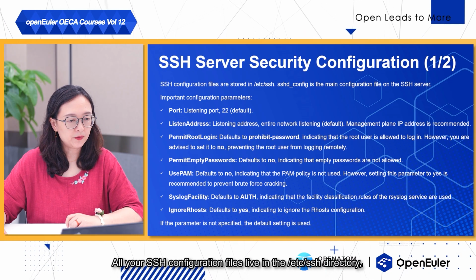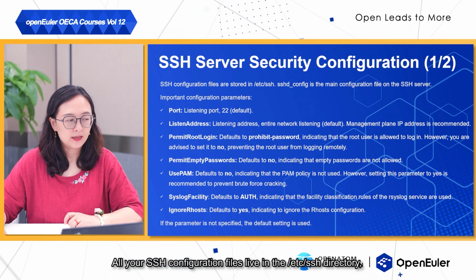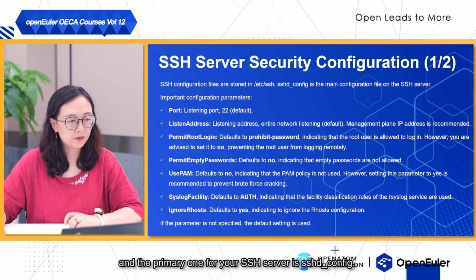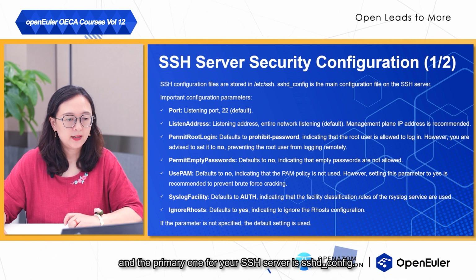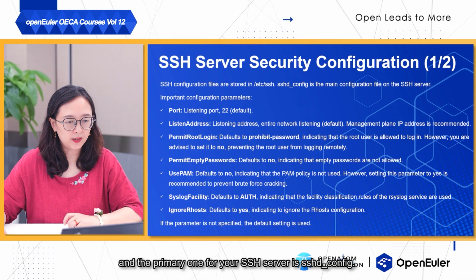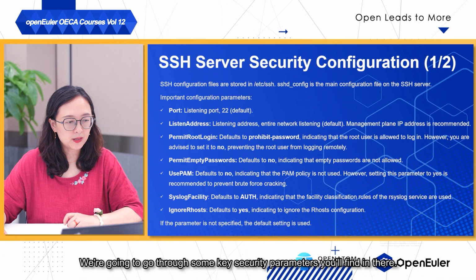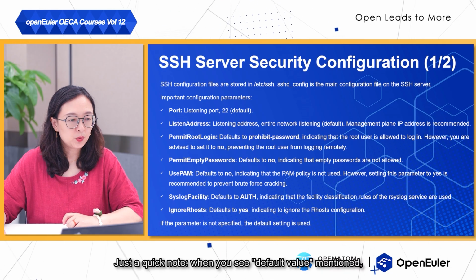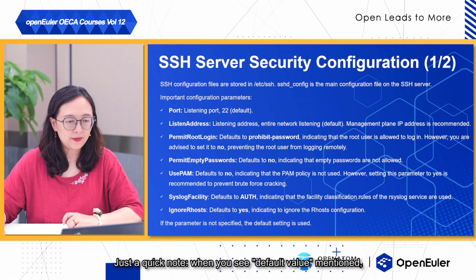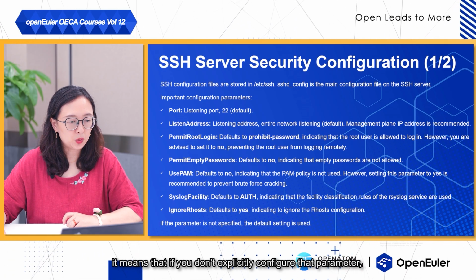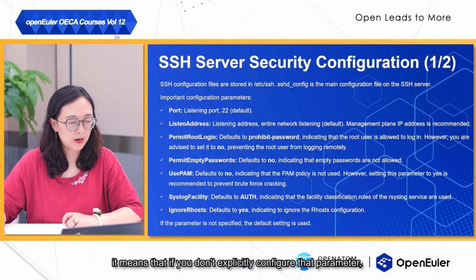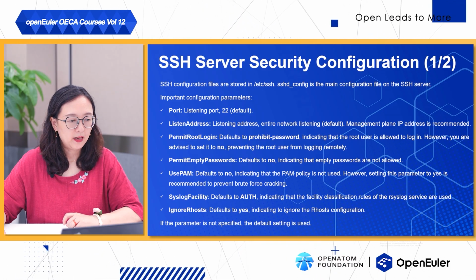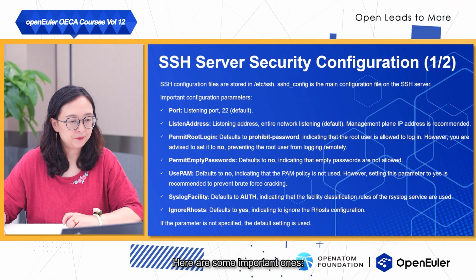Now that we know how to set up the service, let's talk about something super important: security. All your SSH configuration files live in the /etc/ssh directory, and the primary one for your SSH server is sshd_config. We are going to go through some key security parameters you will find in there. Just a quick note. When you see default value mentioned, it means that if you don't explicitly configure that parameter, the program will use the setting by default. Here are some important ones.